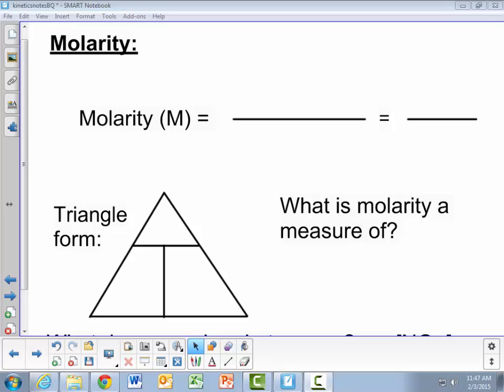At the end of Chemistry 11, the last unit you learned was the solubility unit, and in that unit you learned a little bit about how molarity works. I'm going to start here. What is molarity a measure of? Molarity is a measure of concentration.